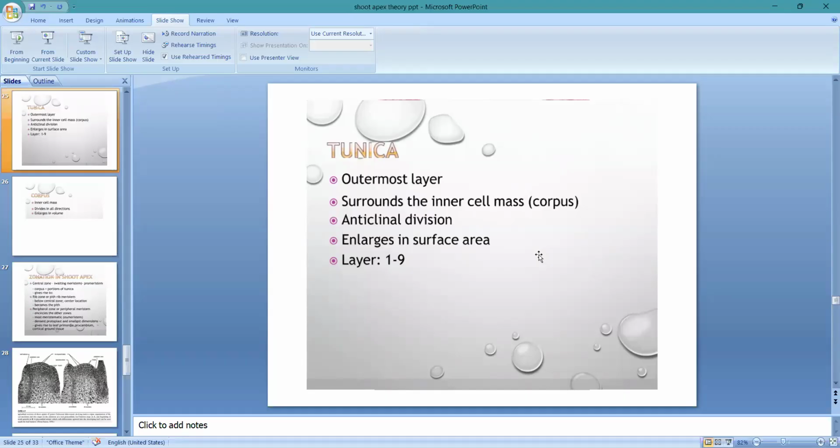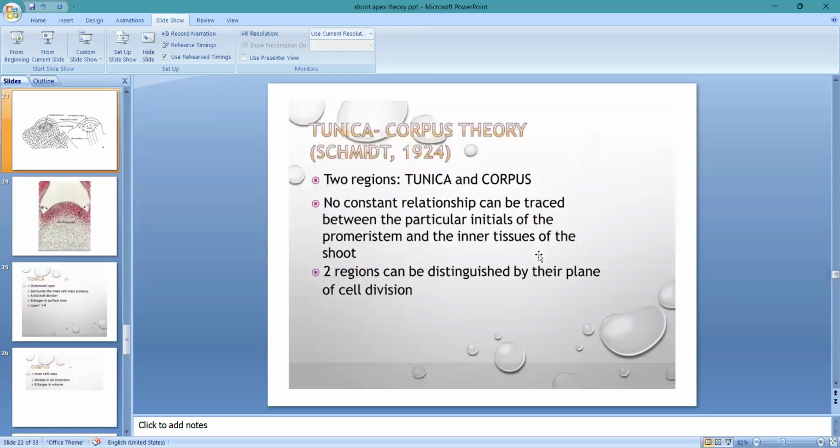According to Schmidt, the tunica corpus theory was proposed in 1924. According to this theory, only two regions are there, tunica and corpus. The tunica gives the epidermis, and below it the corpus gives other tissues like cortex and endodermis also. But it is not applicable to all. So the term tunica is also somewhat restricted as regards cell division.